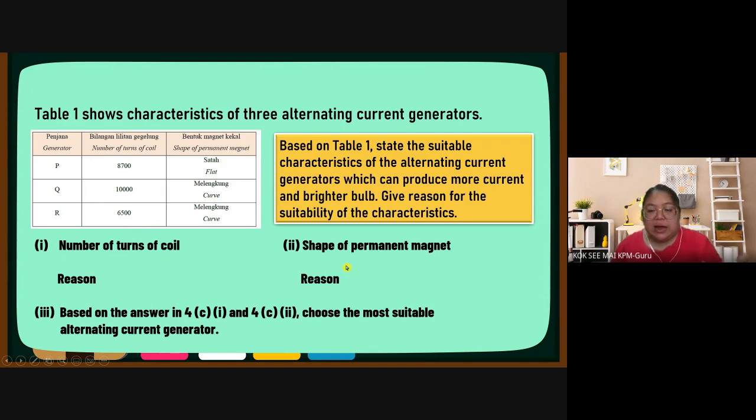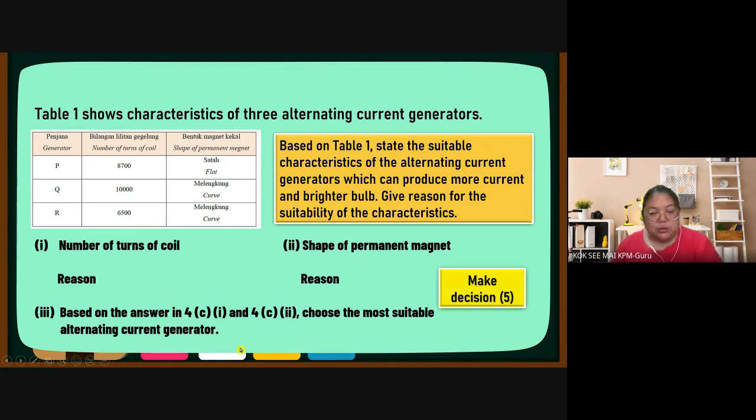OK, so this one is number 2. What shape of the permanent magnet? If you say curve, then you give the reason. Then after that, they want you to make decision. OK，这个要 make decision 的，刚才那题不用。Just now only 6 marks. Characteristic, reason. Characteristic, reason. This one is 1 and 2 characteristic, reason.